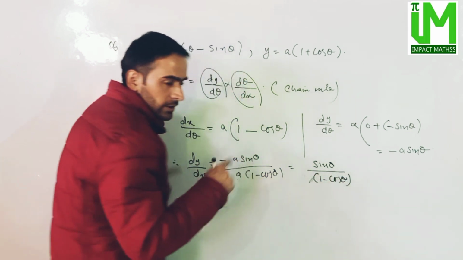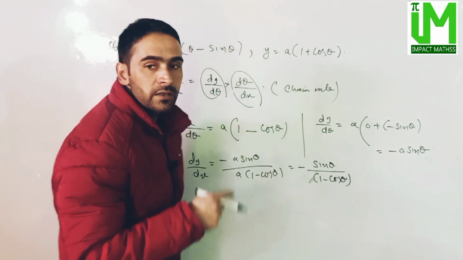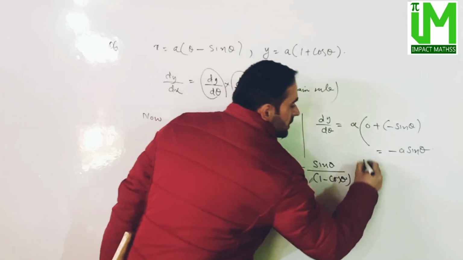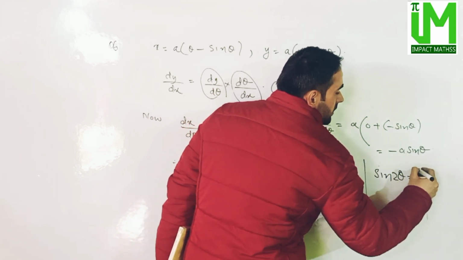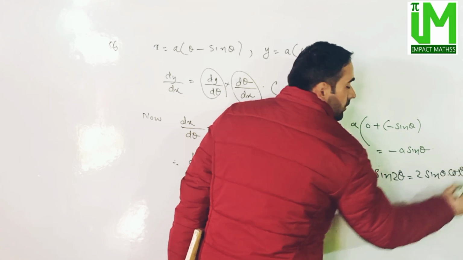आंसर है, तो ये थे minus times, but if you try to simplify this, देखिए we know sin theta, twice angle sin 2 theta बराबर है twice sin theta cos theta.